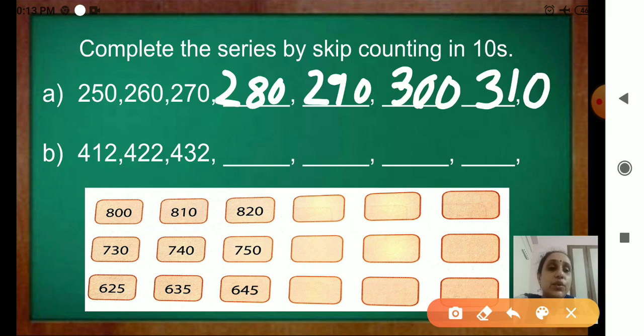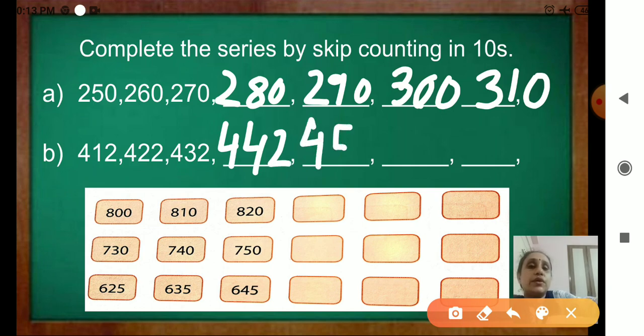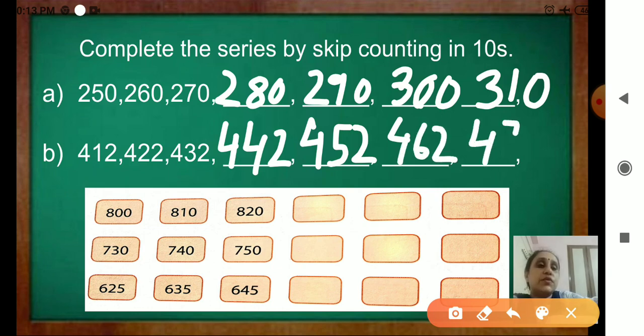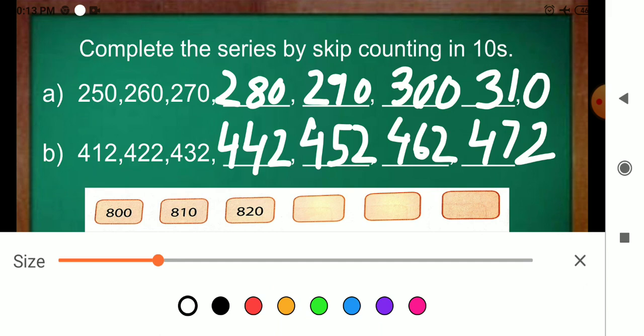Now 412, 422, 432. So you will write 442, 452, 462. The last one, 472. Okay.